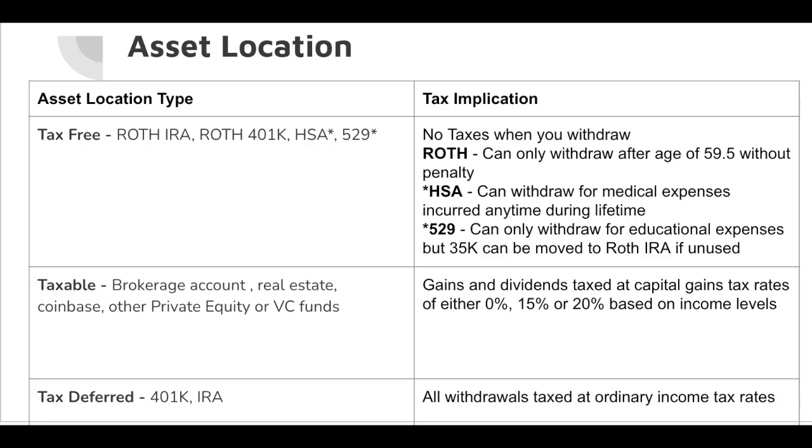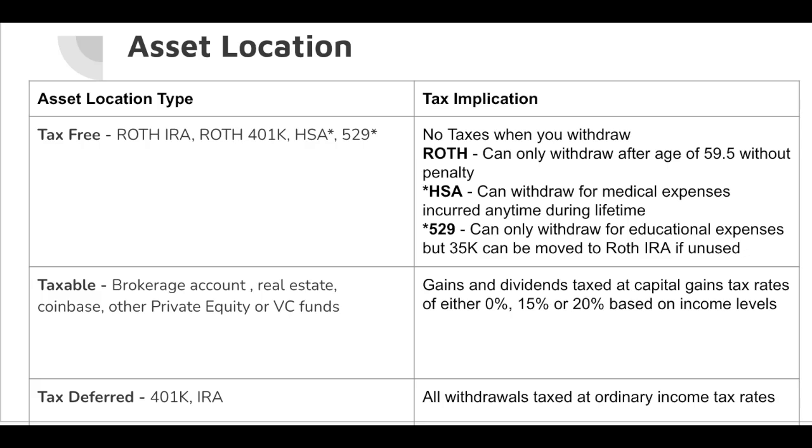Then there's tax-deferred. These are your IRAs, your 401ks, where you invest pre-tax dollars and allow that to grow. But you can only withdraw without penalties after you hit 59 and a half years old. Now, everything you withdraw from them is at regular income tax rates. I like these primarily for the free company matches.